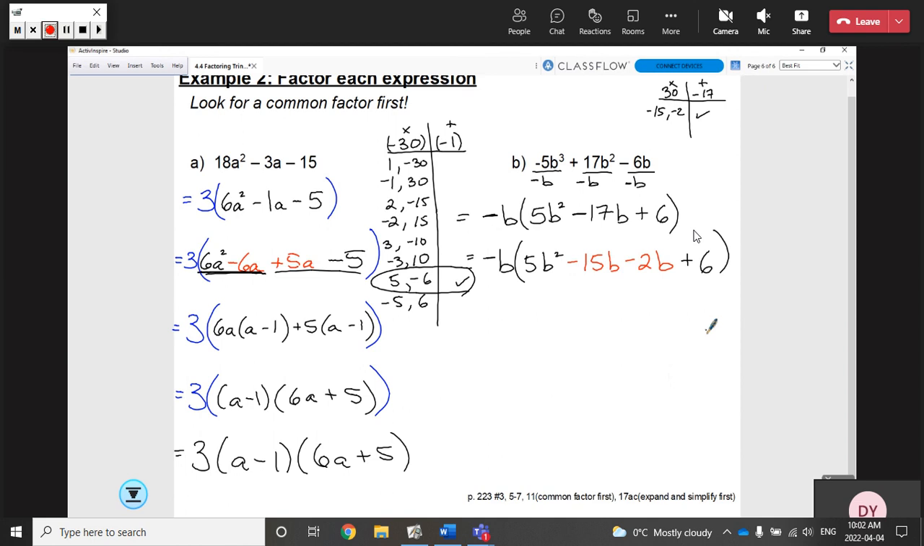The reason why is because we're dealing with 5s and 15s for the first set, and then 2s and 6s for the second set. So it's just a lot easier. So we get here negative b, and in brackets here the greatest common factor of the first two would be 5b, and we're left with b minus 3. And the greatest common factor for the second two is negative 2, and we're left with b minus 3.